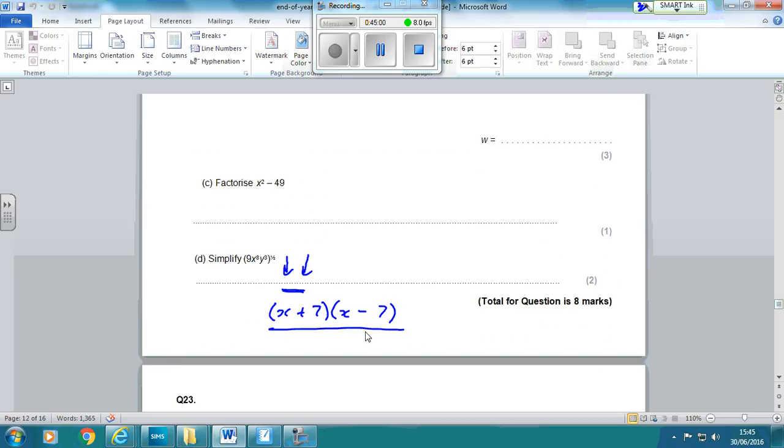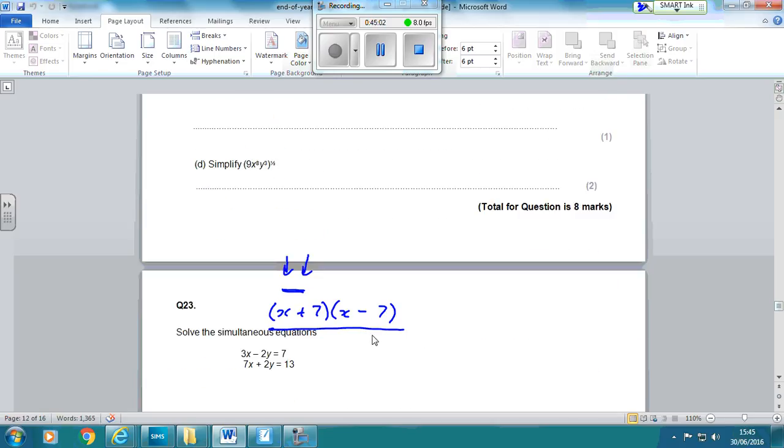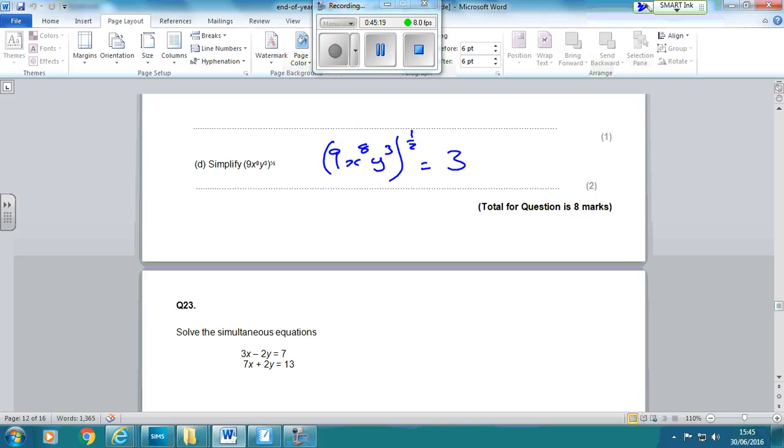Okay, so the next one is, we've made it a little bit bigger here. So we've got 9x to the power of 8 y cubed, and that's going to be to the power of a half. Now, the power of a half actually means a square root. So the square root of 9 is 3. But then what we do is we multiply the powers. So 8 times by a half, or half of 8, is 4. So it's going to be x to the power of 4. 3 times by a half is going to be 1.5.